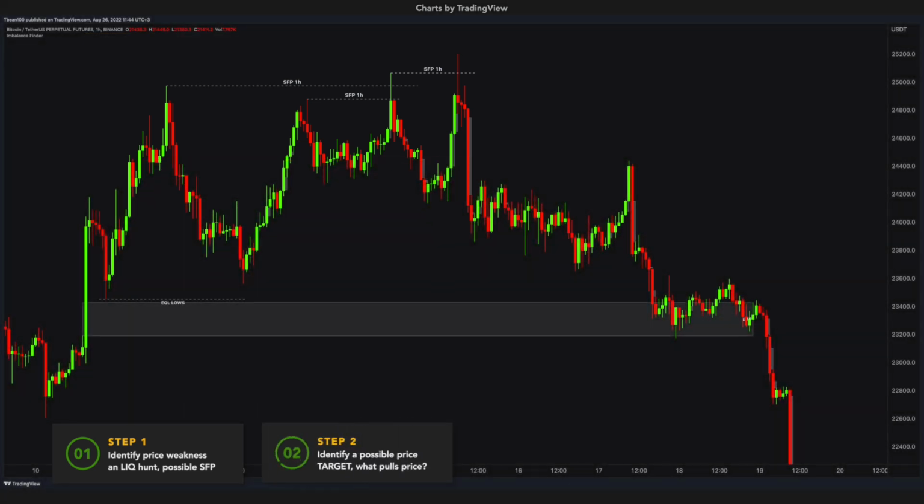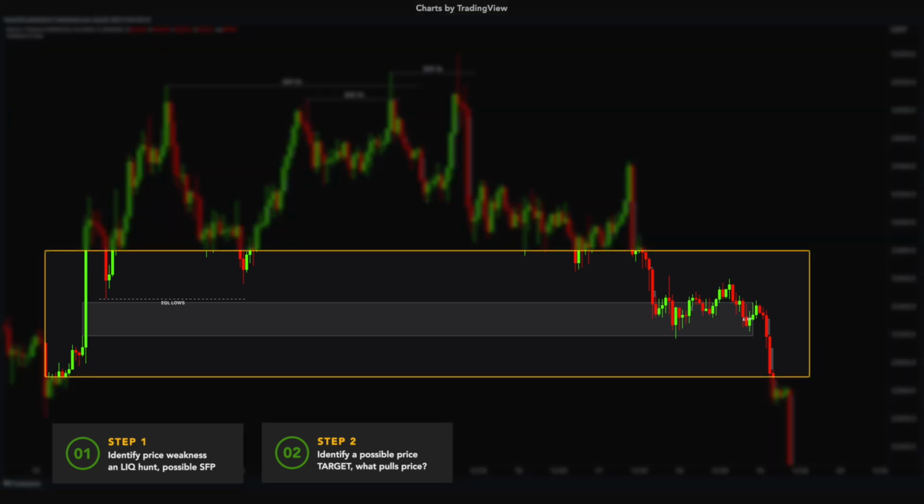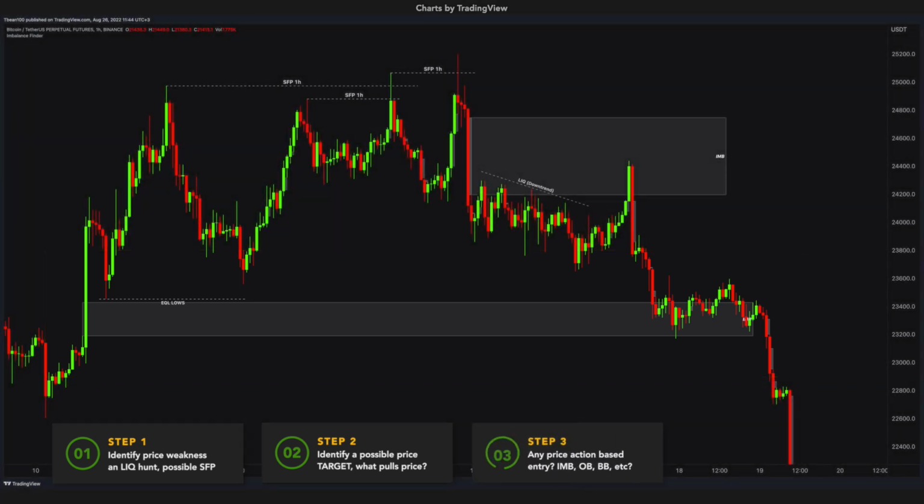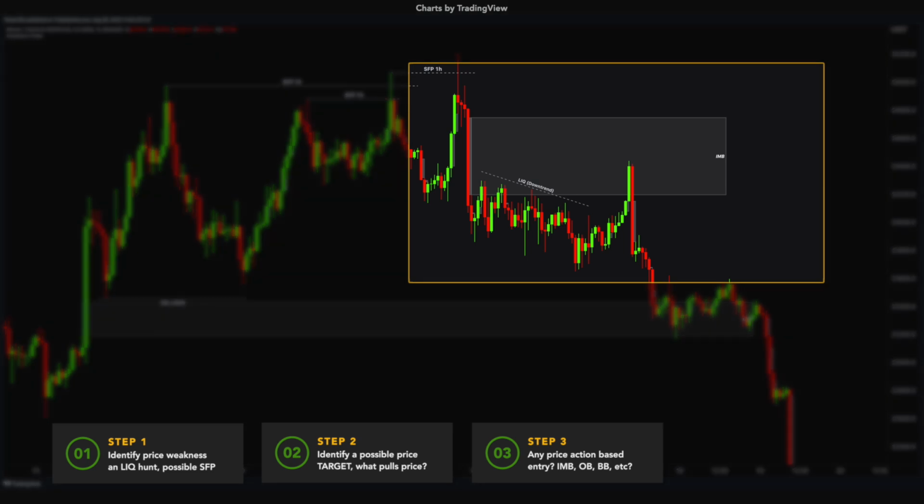Your second question should always be this: where can this price move? Is there a reason to go down? Anything that pulls the price down. You can see the equal lows and imbalance right here, the deadliest target combo. Then my final question is, where can I enter a trade? How can I scalp this price range? How to achieve sniper scalping?